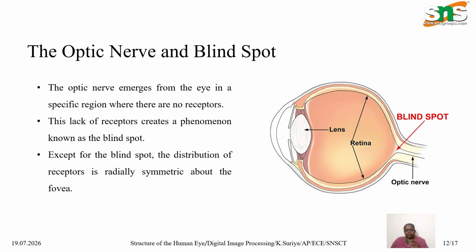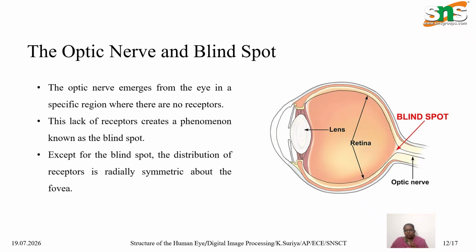Another interesting feature is the blind spot. The optic nerve carries visual information from the retina to the brain. At the point where the optic nerve exits the eye, there are no photoreceptors. This creates a small blind spot where images cannot be detected. However, under normal conditions, our brain automatically fills in the missing information, so we rarely notice this blind spot.